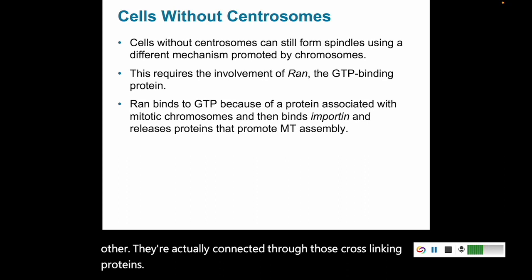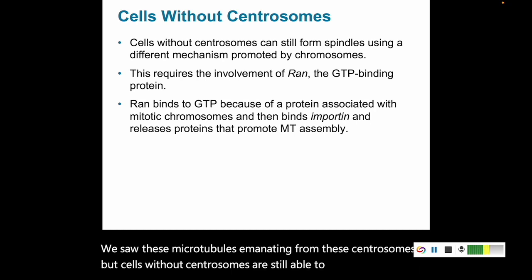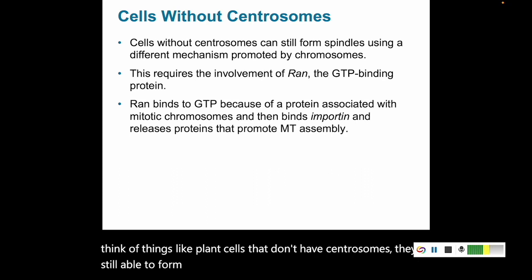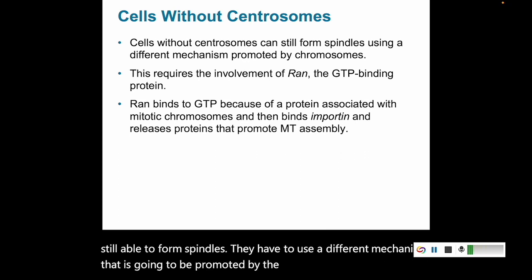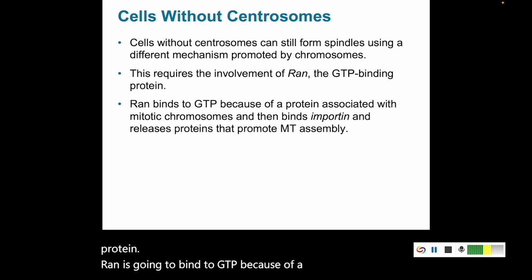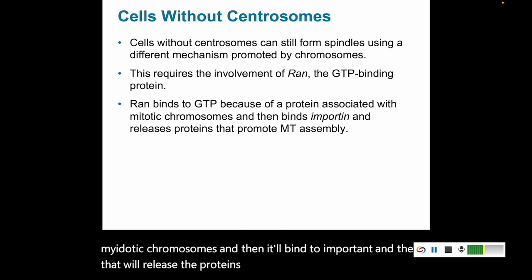We saw these microtubules emanating from the centrosomes, but cells without centrosomes are still able to form spindles. I think of things like plant cells that don't have centrosomes. They're still able to form spindles. They have to use a different mechanism that is going to be promoted by the chromosomes. This is going to involve the protein RAN, which is a GTP binding protein. RAN is going to bind to GTP because of a protein associated with mitotic chromosomes. And then it'll bind to importin, and then that will release the proteins that promote microtubule assembly.